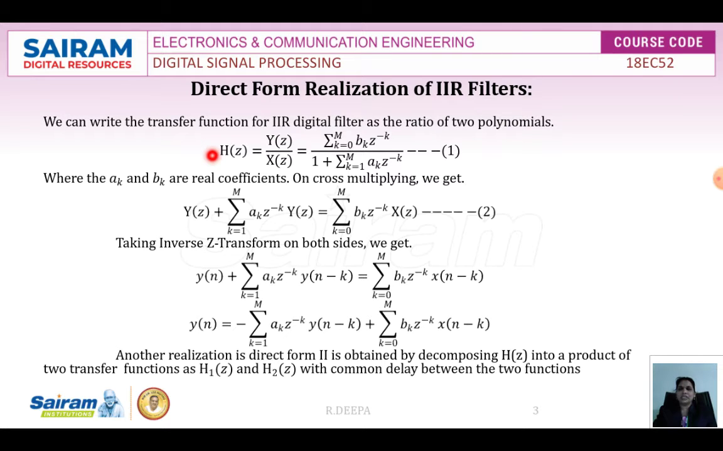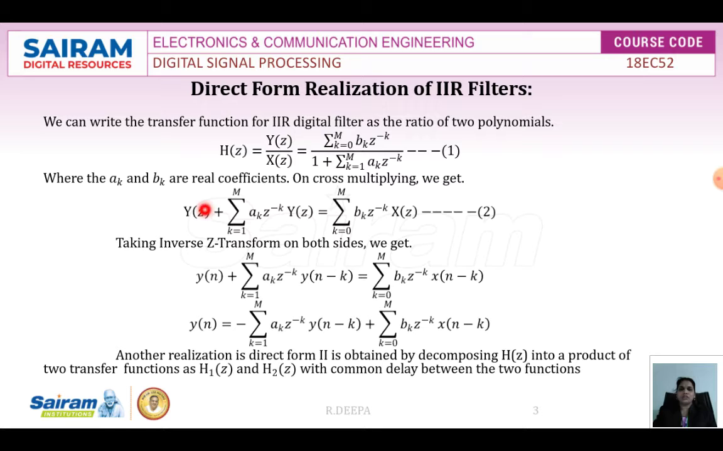As you have already studied, the transfer function of the IIR filter is expressed as the ratio of two polynomials, that is H of z is equal to Y of z divided by X of z, and this transfer function, which we have already derived for the IIR filter design, takes the form summation k equal to 0 to M b k z power of minus k divided by 1 plus summation k equal to 1 to N a k z power of minus k. This represents the transfer function of the IIR digital filter, where the parameters a k and b k are real coefficients.